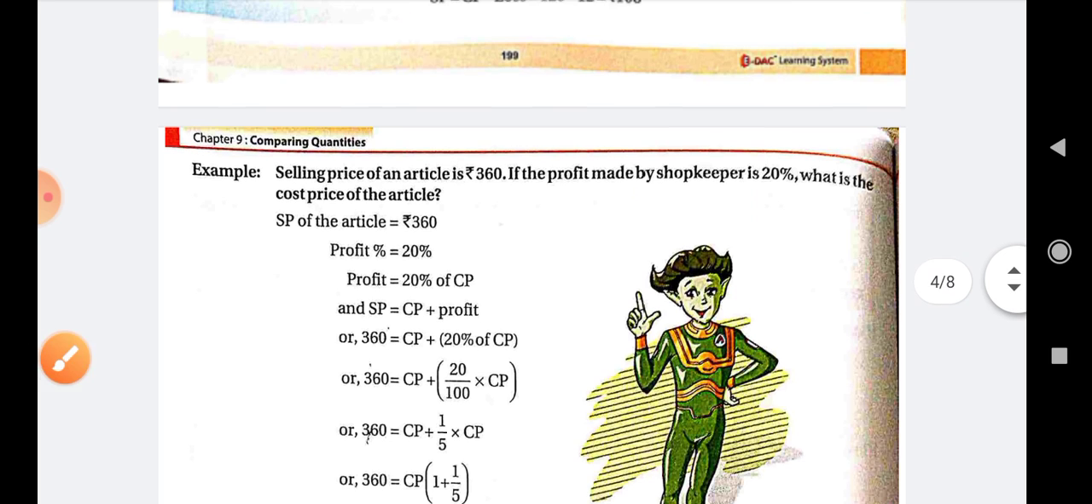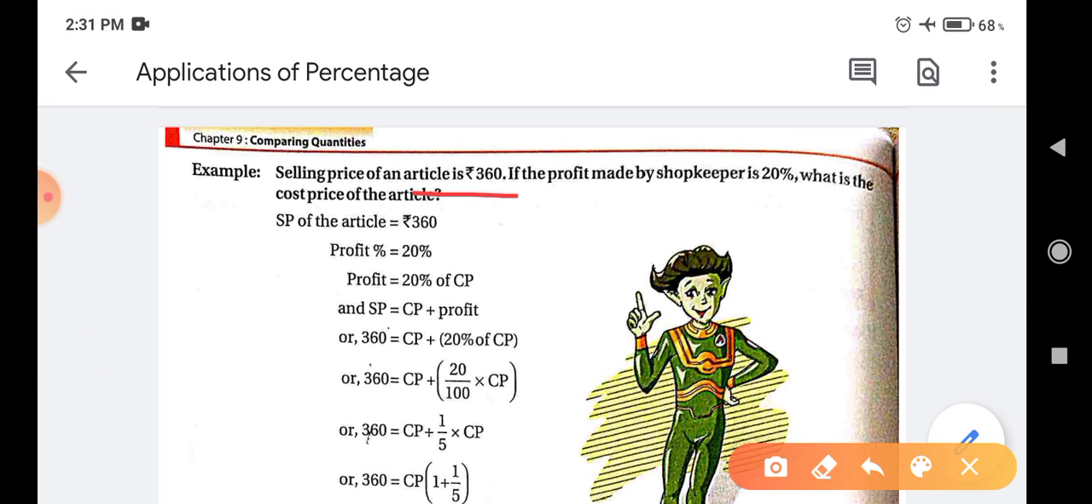Next question is, the selling price of an article is rupees 360. If the profit made by the shopkeeper is 20%, what is the cost price of the article? We are given SP, that is 360 rupees, and the profit percent. So firstly we have to change profit percent into rupees. Then we have to find CP.